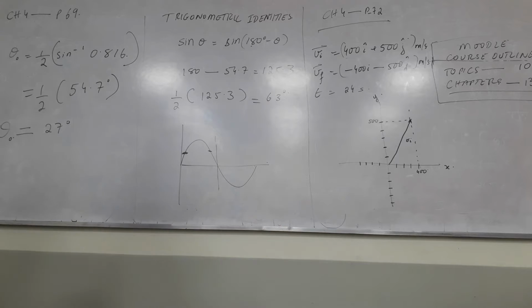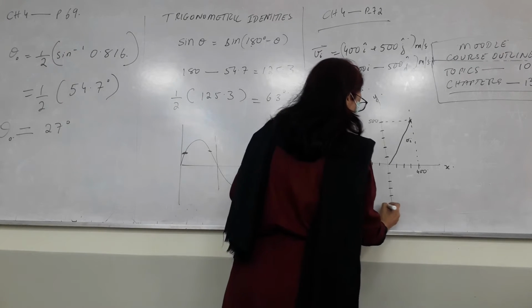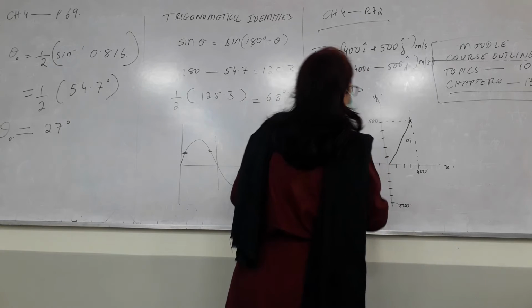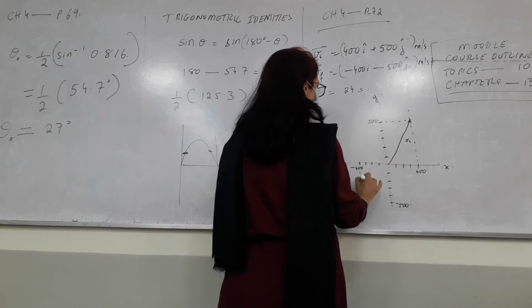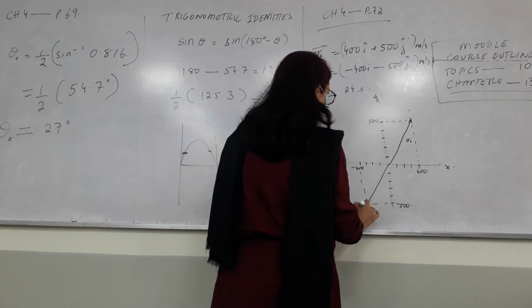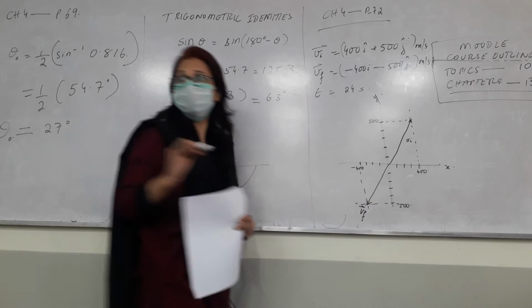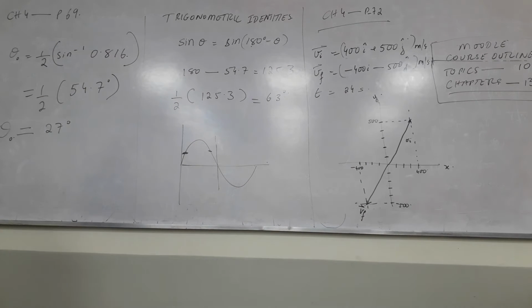And then the same goes here. This is minus 400 and this is minus 500. If you try to plot this vector, here it represents Vf. Is that okay? A minus means the opposite direction.